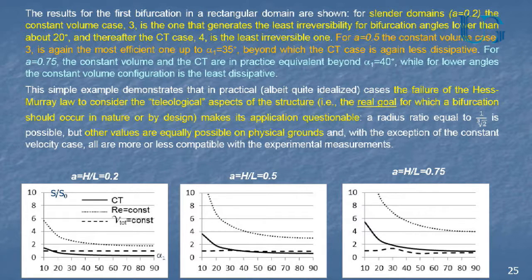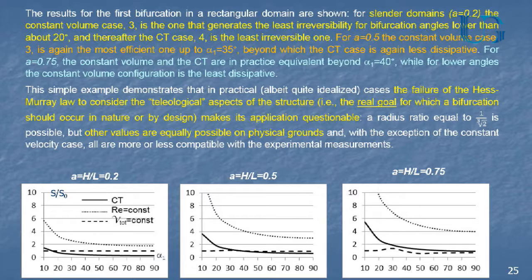And for flat domains or fat domains, larger domains with respect to the height, the constant volume is constantly a better solution than the constructal theory. The constant Reynolds number always has a very much higher dissipation rate, entropy generation rate. So it has to be discarded. In nature, it's likely that there is no constant Reynolds bifurcation.